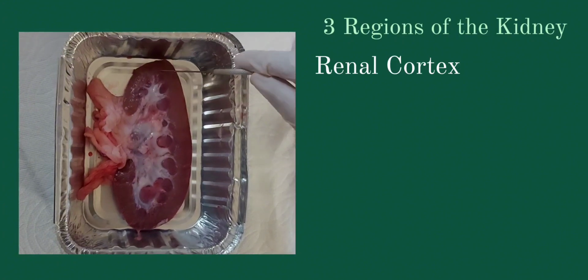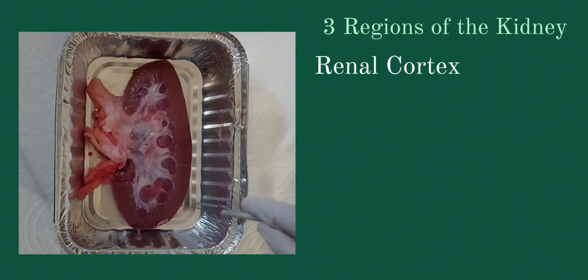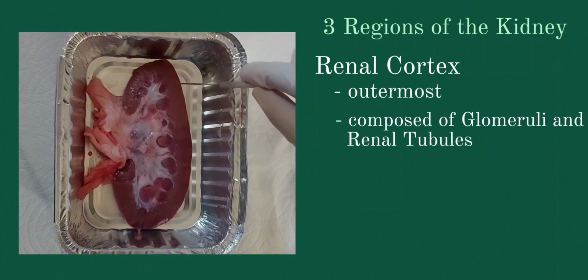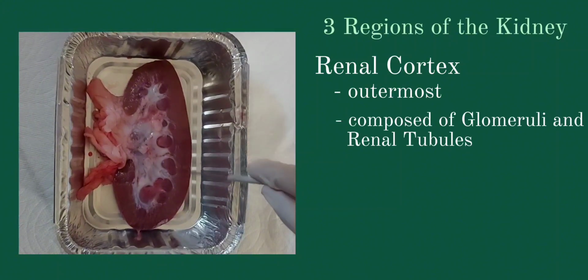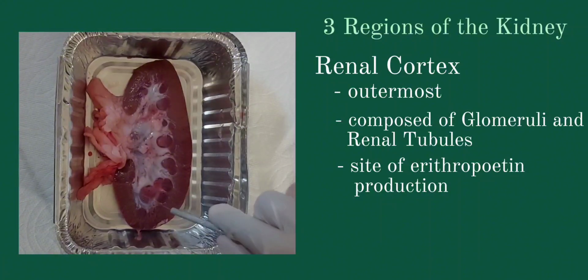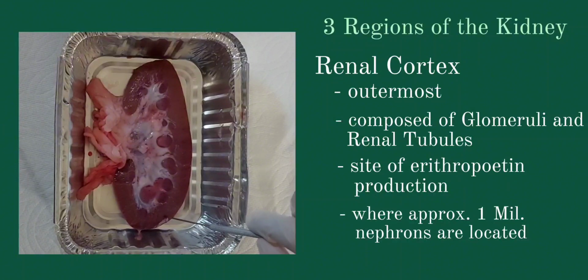Now let us identify the layers or regions of the kidney. First, the renal cortex or simply cortex. This is the outermost region of the kidney. It contains the glomeruli and renal tubule. It is also the site of erythropoietin production. It surrounds the kidney and it is where approximately 1 million nephrons are located.